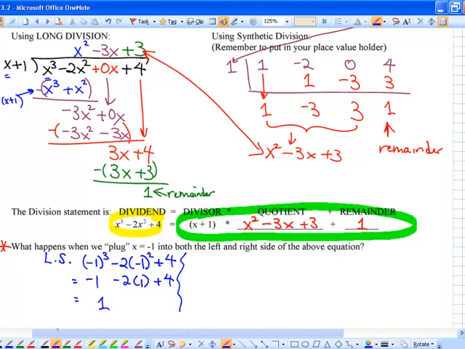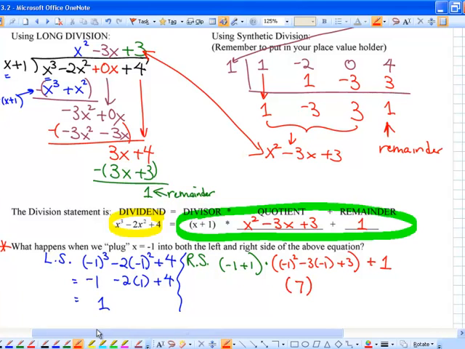Okay. Let's do the right side now. x plus 1, so negative 1 plus 1, times, okay, the quotient, negative 1 squared minus 3 times negative 1 plus 3. Oh yeah, plus the remainder. Okay. Let's figure out that stuff in red first. Negative 1 squared is 1. 1 plus 3 is 4. 4 plus 3 is 7.